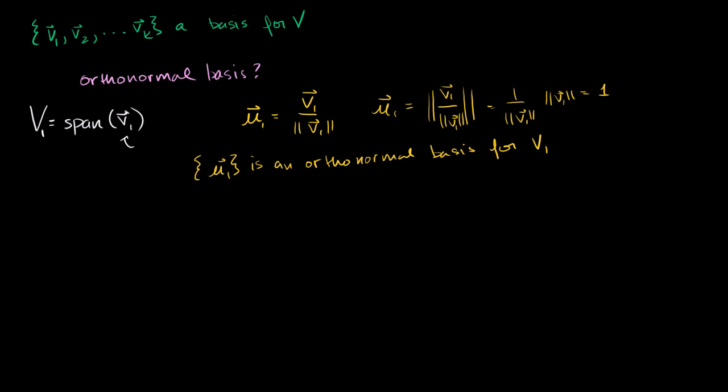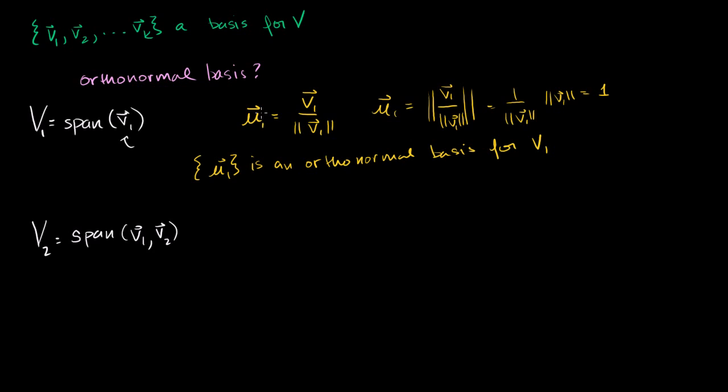Let's say we go to 2 dimensions. Let's say we have a subspace V2 that's the span of, let's say, the first 2 of these vectors. It's the span of v1 and the vector v2. Now, we know that v1 can easily be represented as a linear combination of u1. And how do I know that?